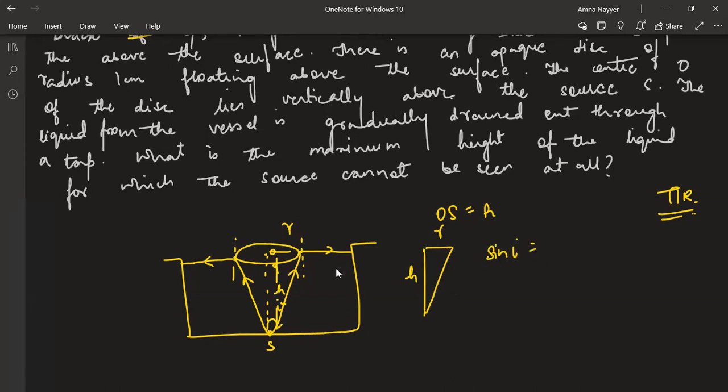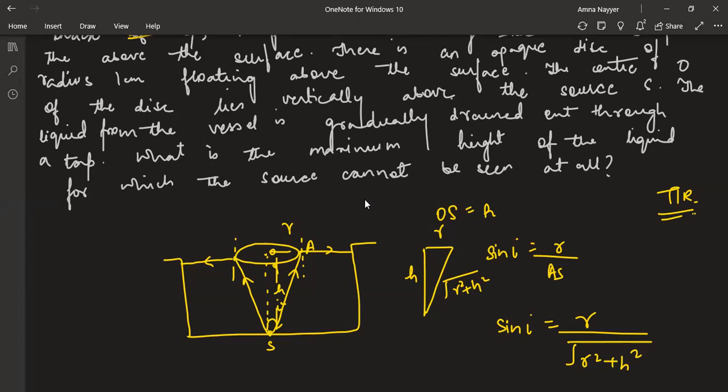Now, if I have to find out sine i, let me name this as O, this as A. This OA is the radius, right? So sine i is OA by AS. This part AS, if you apply simple Pythagoras theorem, is under root R square plus H square. So sine i will be R by under root R square plus H square.